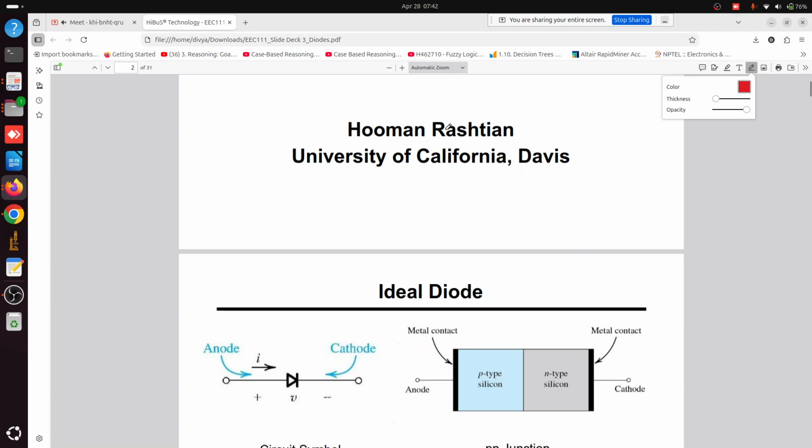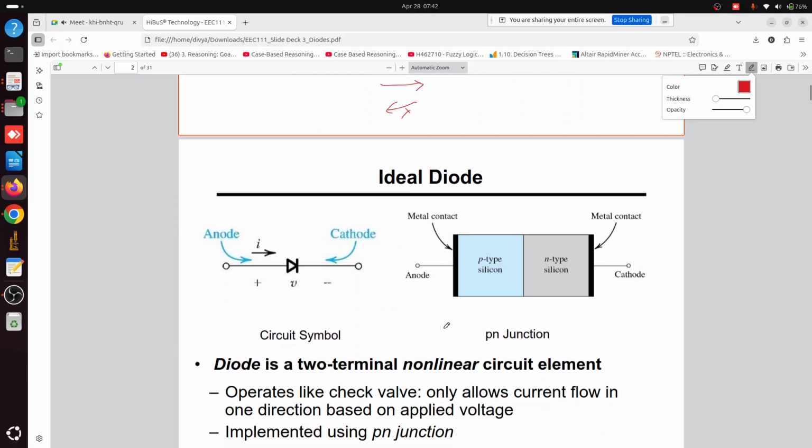Can you tell me, so you already told diode, right? So diode means it's going to pass the current in one direction and it is going to block the flow in the other direction. Okay, so ideal diode. So now here we are going to talk about ideal diode. Okay, so ideal diode, it is going to act like a very perfect switch.